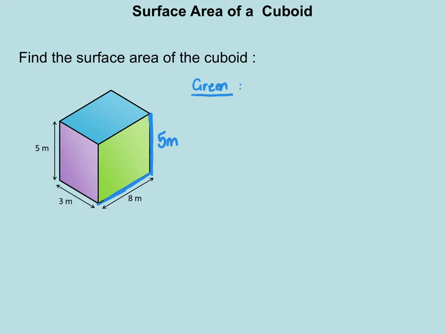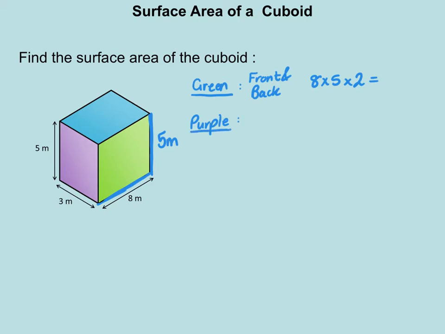Okay, so this is for the front, and remember the back will be the same size as well. So we are doing 8 by 5, but we have got 2 faces that are 8 by 5, so we'll do that. Front and back. Right, purple.